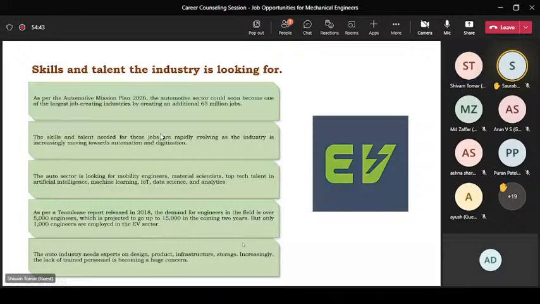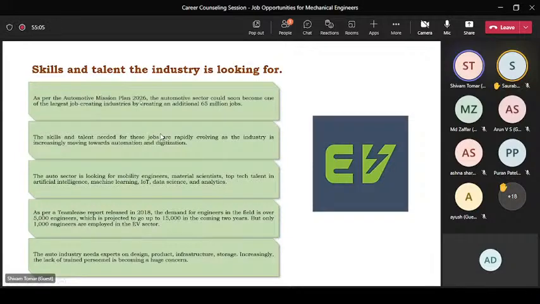As per the Automotive Mission Plan 2026, the automotive sector could soon become one of the largest job creating industries, with an additional 65 million jobs. So there is a huge scope in this industry. 65 million jobs are going to be created by 2026.